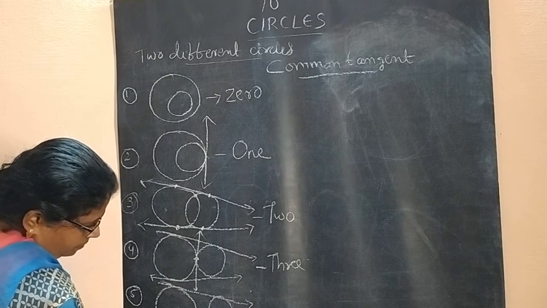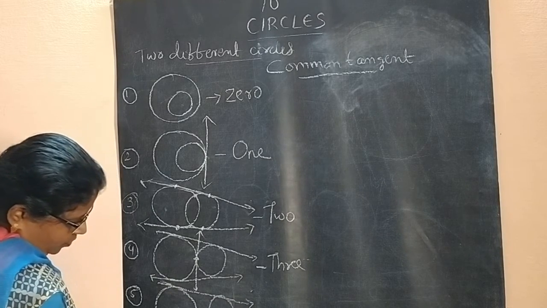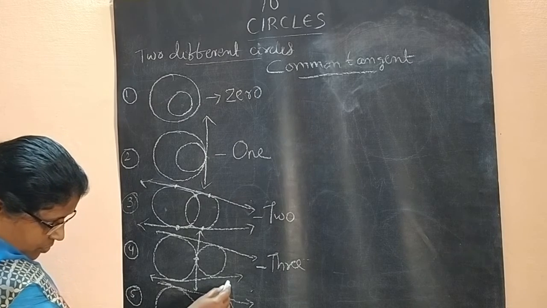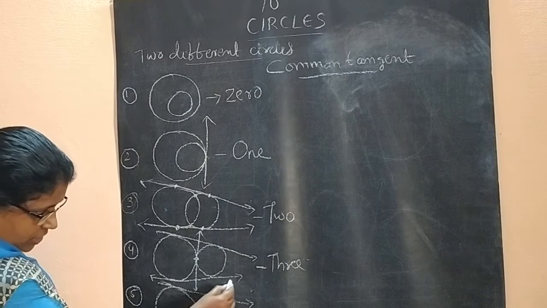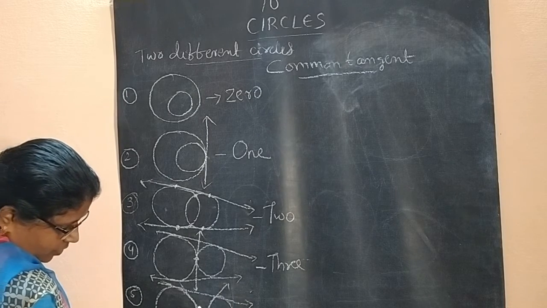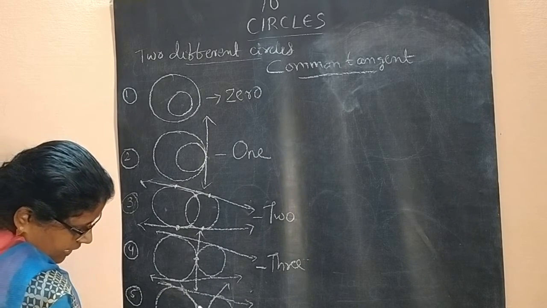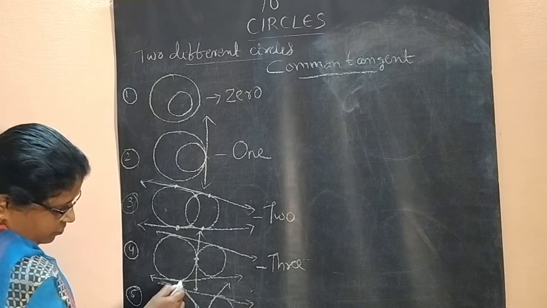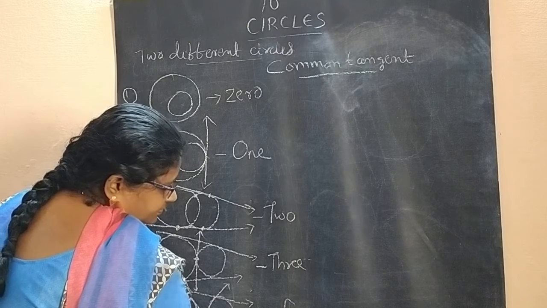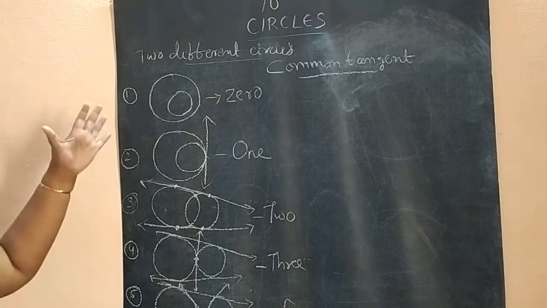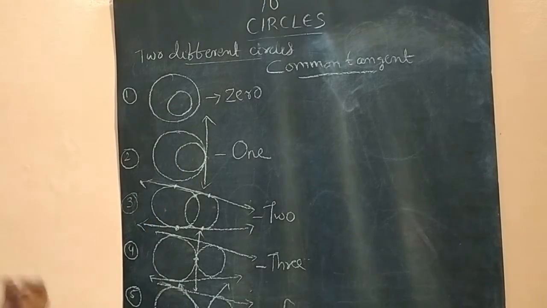For the last figure, see, I can draw like this, 1. I can draw like this, 2. Then like this, 3. And I can draw like this, 4. How many tangents can we draw? 4. Okay, so these figures you have to keep in mind.